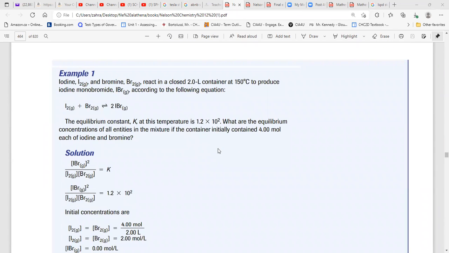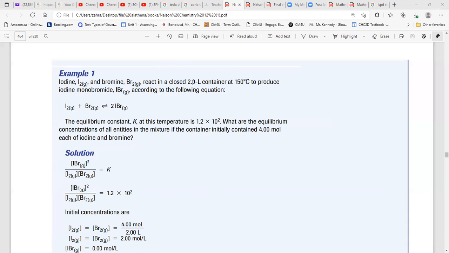Here is another question, similar. Iodine and bromine reacted in a closed 2-liter container at 150 degrees to produce iodine monobromide, according to the following equation. The K constant is given. What are the equilibrium concentrations of all entities in the mixture if the container initially contained 4 mole each of iodine and bromine? So iodine and bromine initially, it means you don't have any IBr.